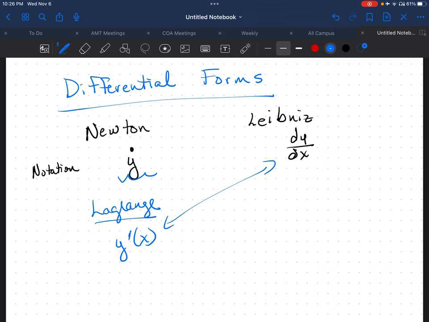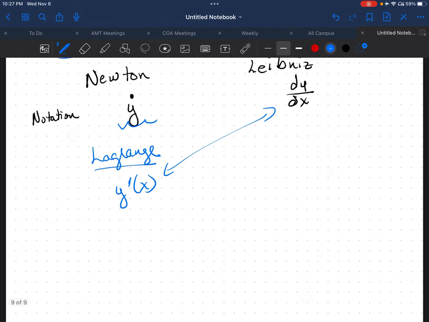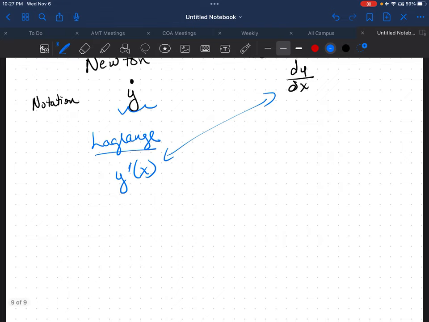These are maybe the two that we mostly use. You do see this y dot in some applied places, so in some disciplines. So you'll see this different sort of notation meaning the same thing.